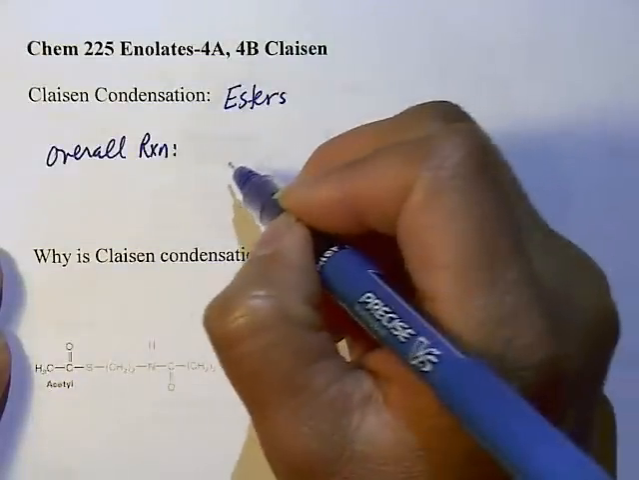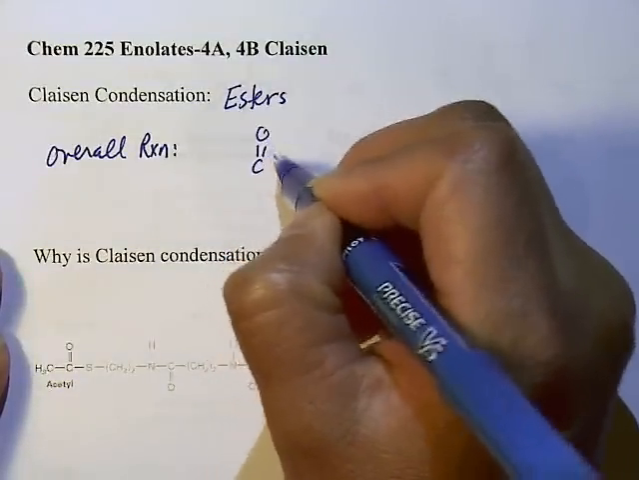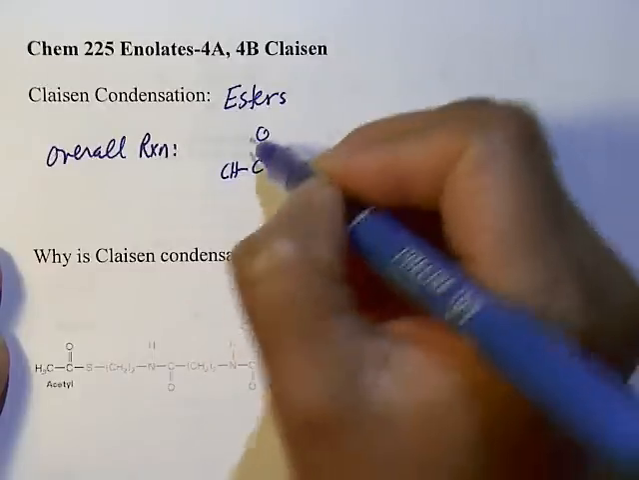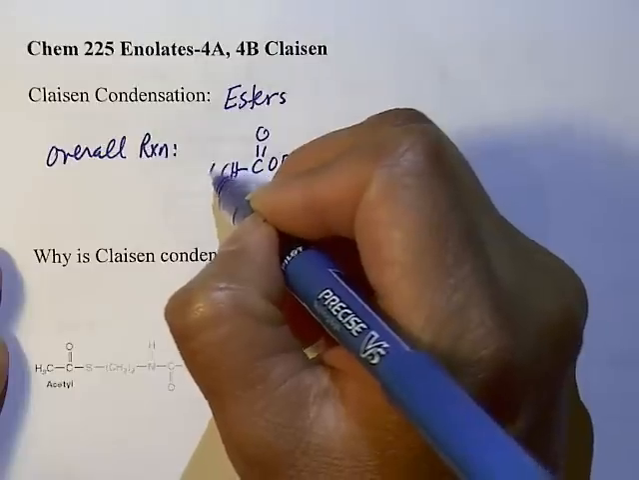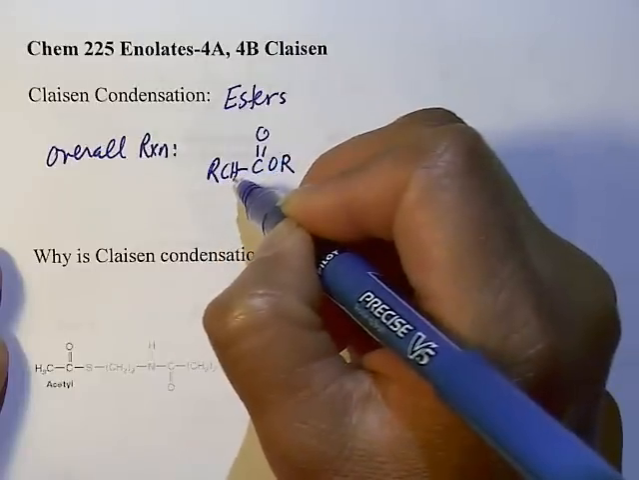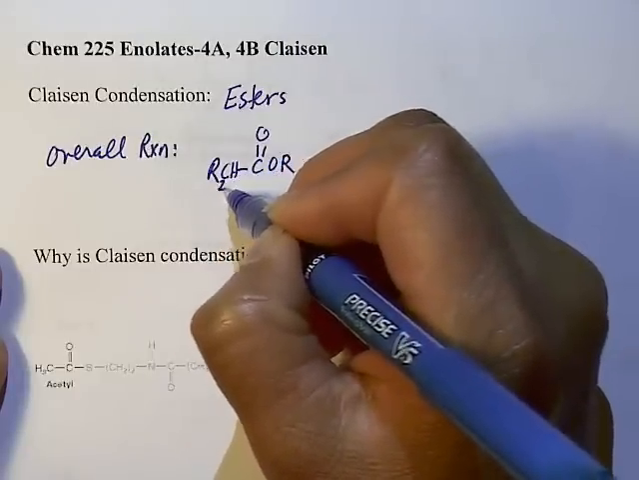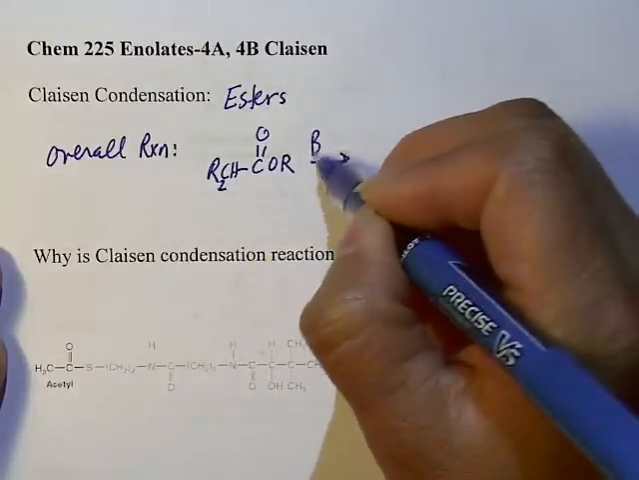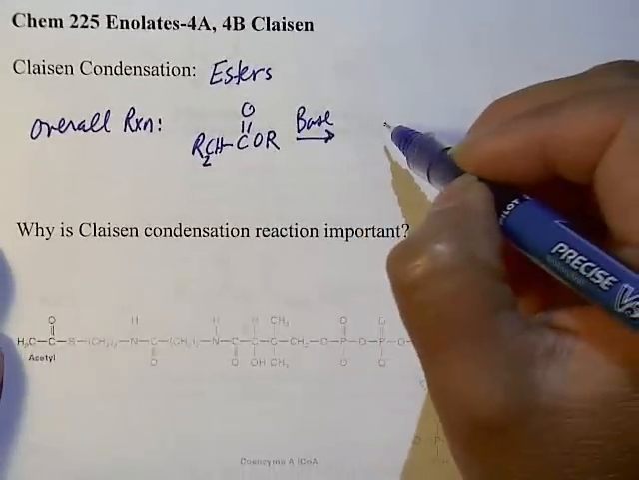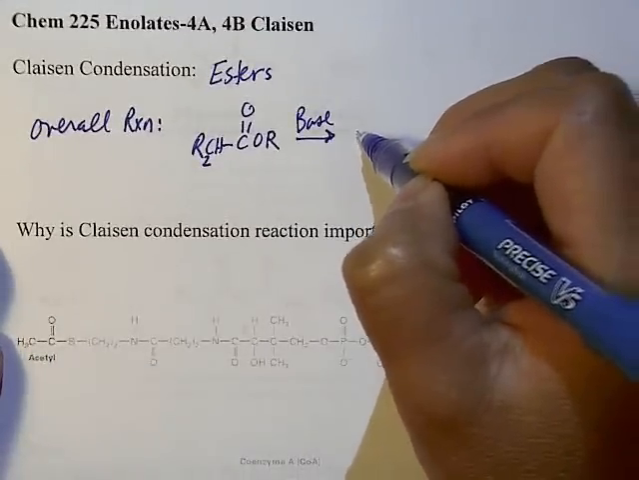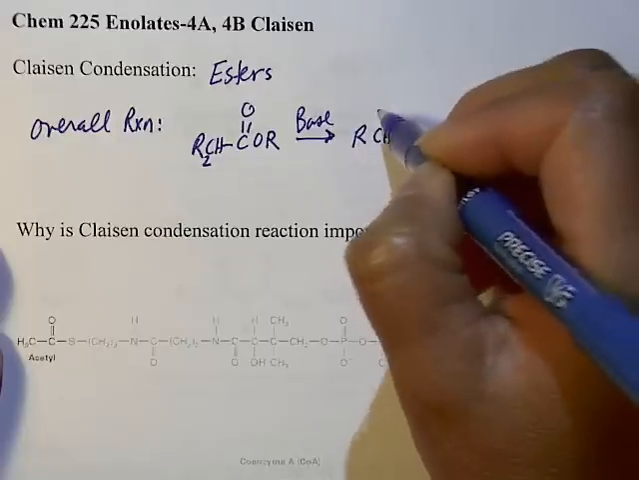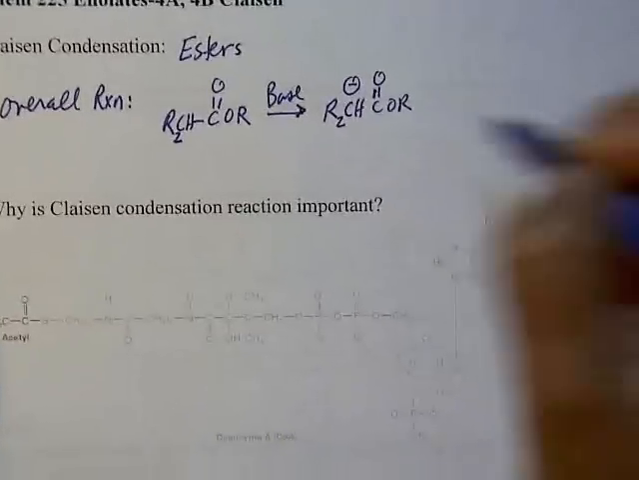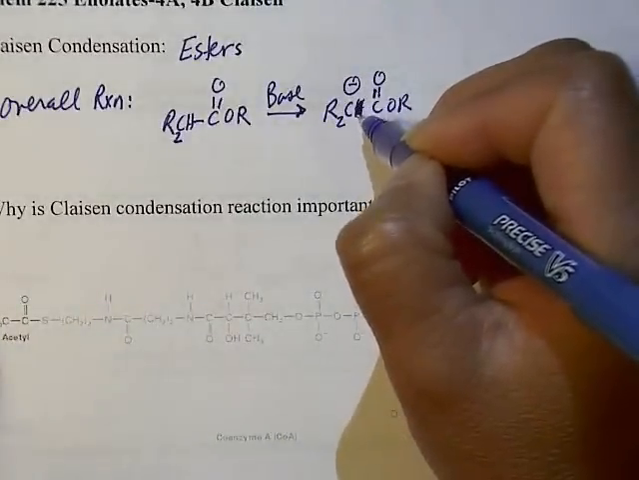You're going to take an ester that has an alpha proton next door, and you're going to use some kind of base to form an enolate, in which this proton has been removed.